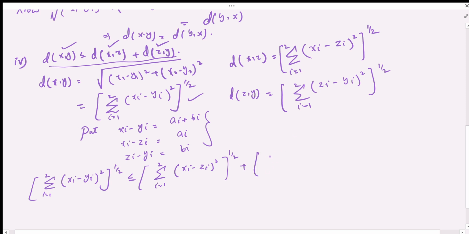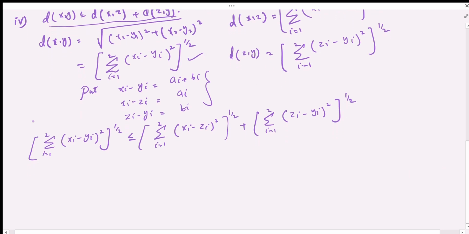Similarly, by adding, this is summation i equal to 1 to 2, (zi minus yi) whole square, power 1 over 2. Now I will replace the values. I have assumed that this is equal to ai plus bi, so it will be equal to summation i equal to 1 to 2, (ai minus bi) whole square, power 1 over 2.